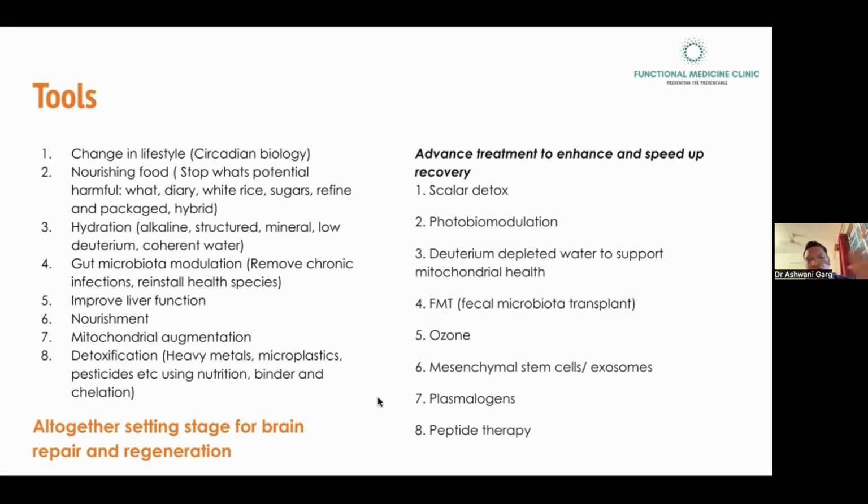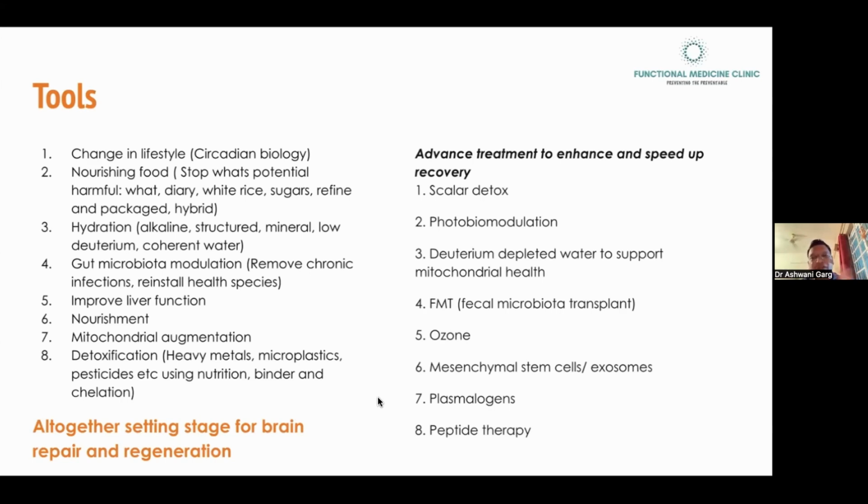You start augmenting mitochondria. The basic level, like I said, is nutrition. Second level, specialized supplements for the mitochondria: D-ribose, CoQ10, carnosine, lipoic acid, glutathione, magnesium, zinc, all the necessary things which are required anyway in the body and also required for the mitochondria. You detox the body.